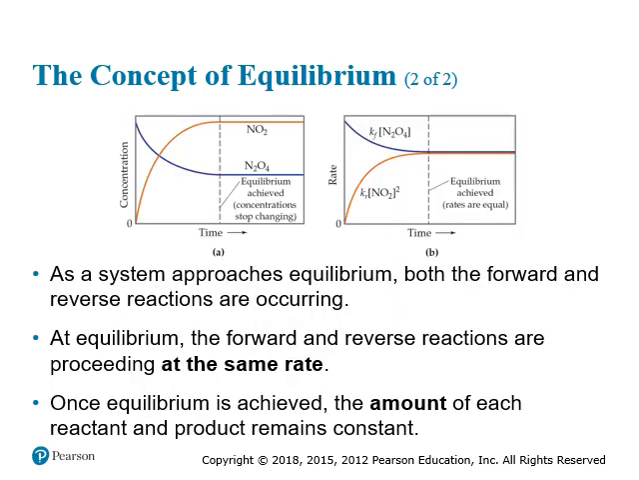Now, two important things to take note of about a system as it approaches equilibrium. First of all, both the forward and reverse reactions are occurring, and they are doing so at the same rate. If you look at the image on the right, you will see that the rate of both of these processes ultimately ends up being the same over time. When equilibrium is achieved, then the rates of these two reactions are equal.